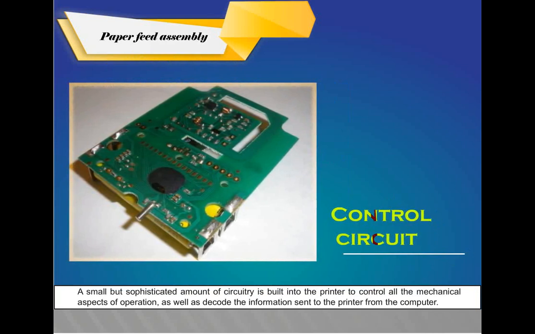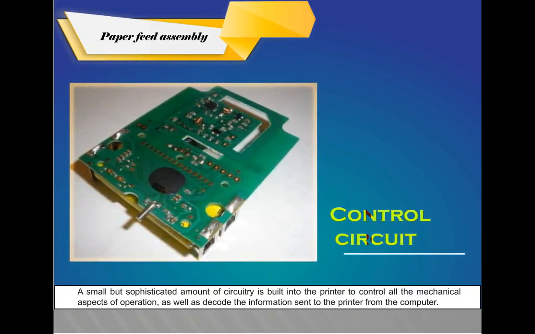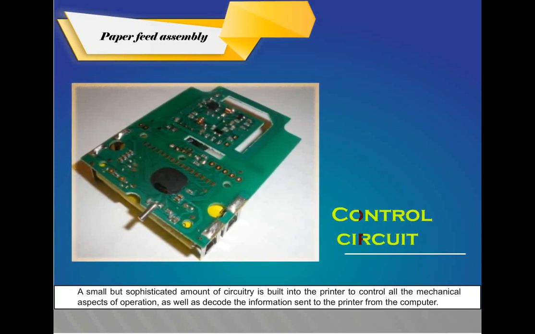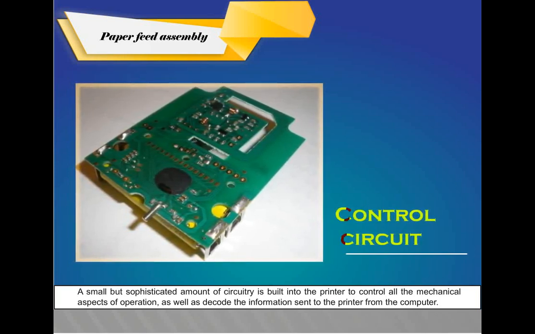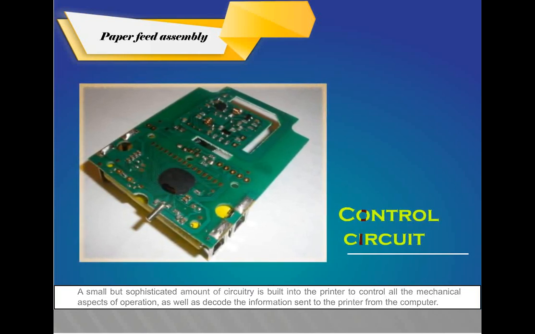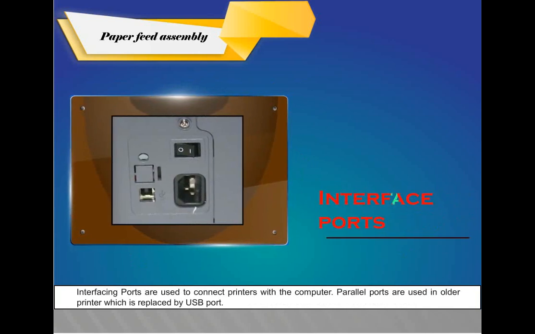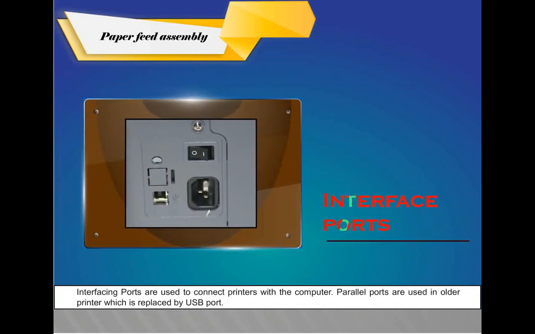Control circuit. A small but sophisticated amount of circuitry is built into the printer to control all the mechanical aspects of operation, as well as decode the information sent to the printer from the computer. Interface ports. Interfacing ports are used to connect printers with a computer. Parallel ports are used in older printers, which is replaced by USB port.